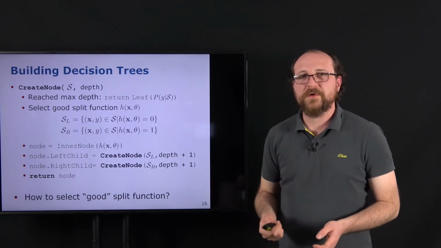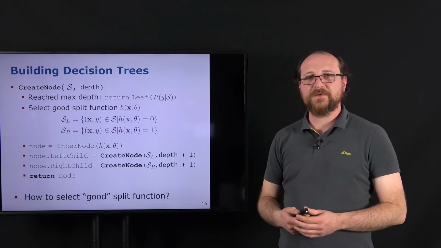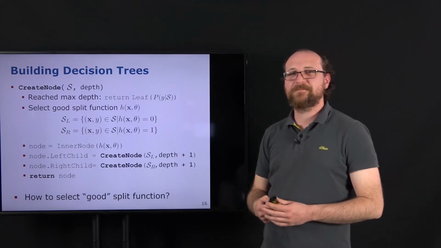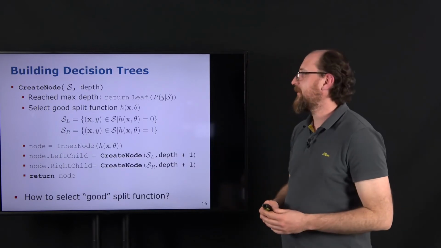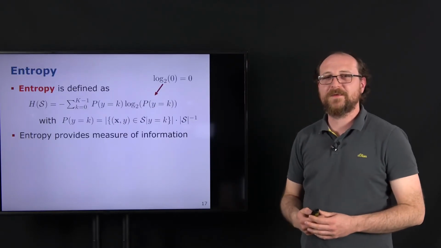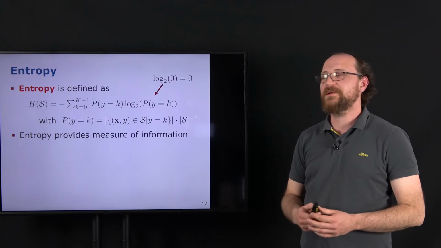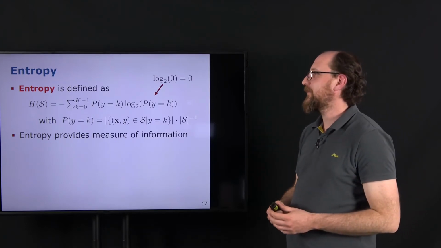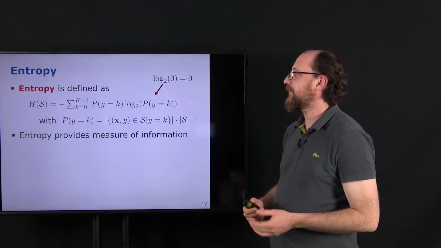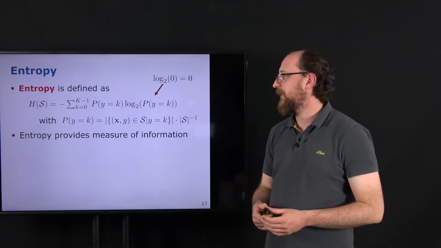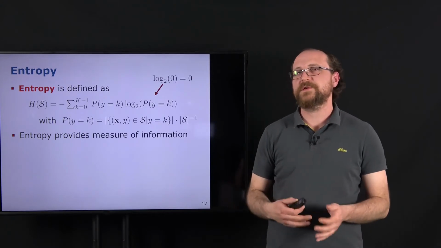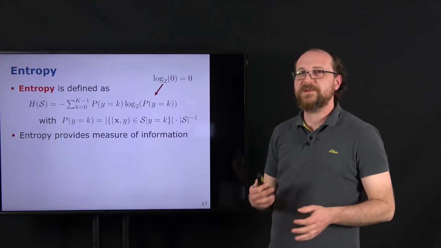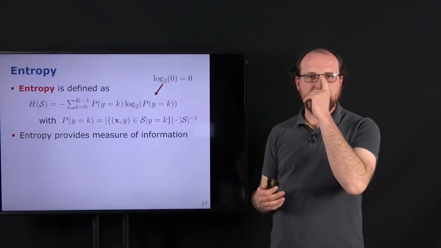But now the question, of course, is how do we get a good split function? And for this, we have to dive a little bit into some theory, but it's nothing very complicated in the end. So what we want to achieve in the end, or what we want to measure is basically the information of the subset. And for this, we have the concept of entropy. So the entropy provides basically a measure of the information in this set. So, and here we are reasoning basically about the class distribution.